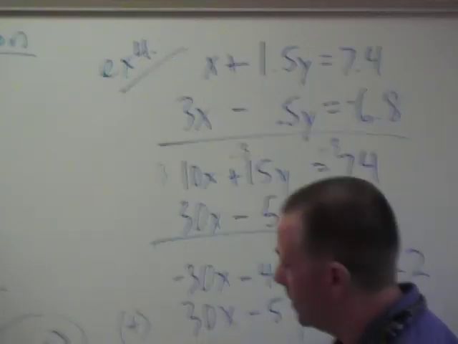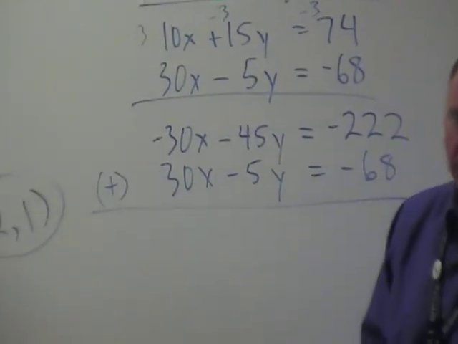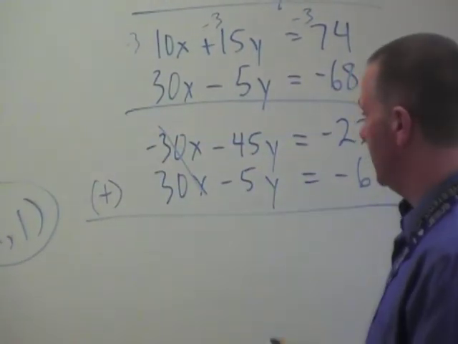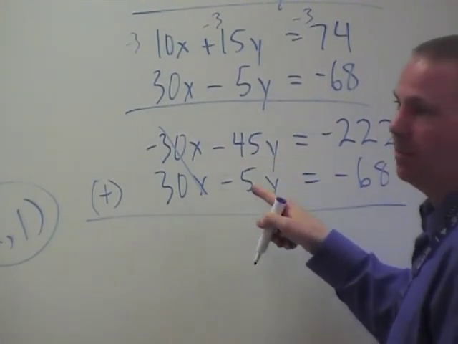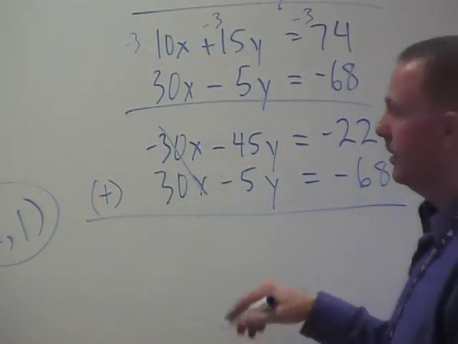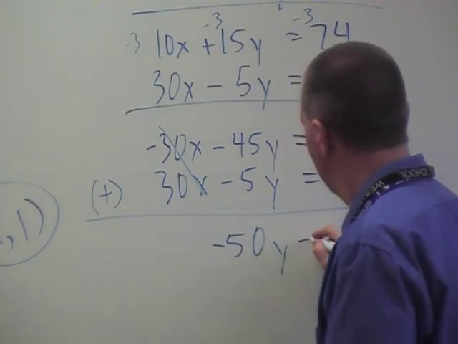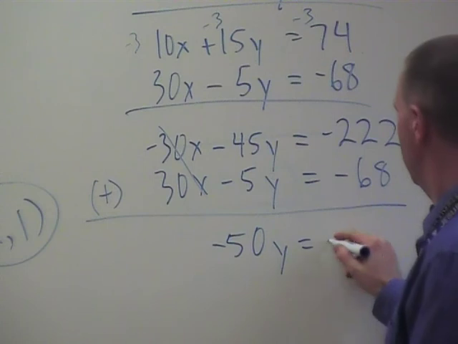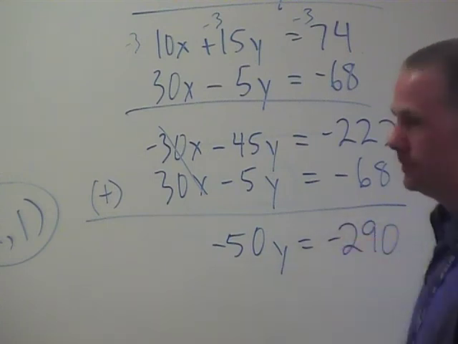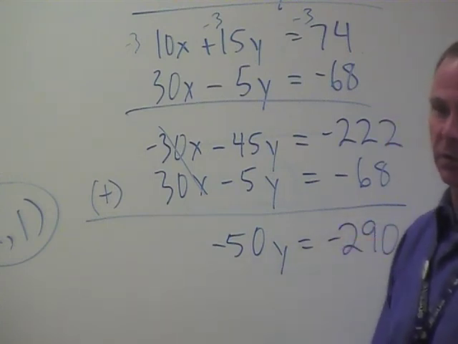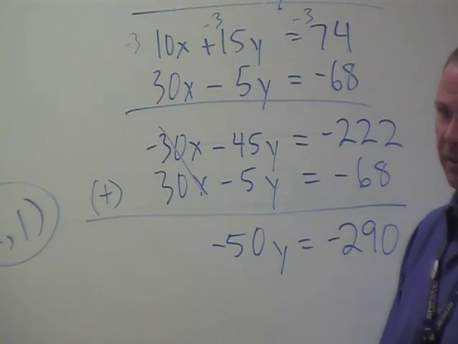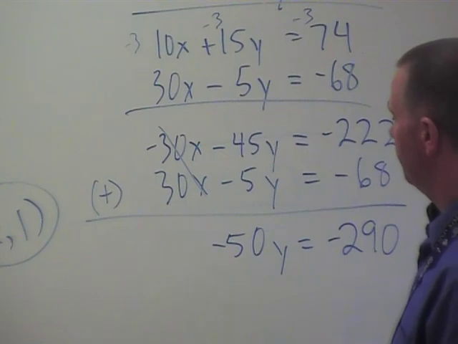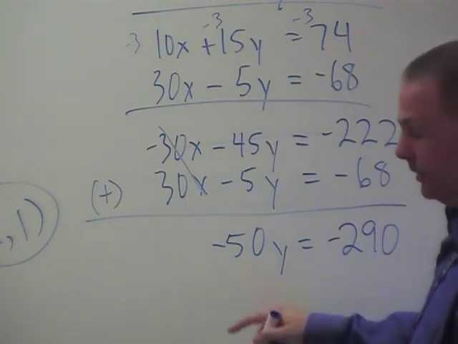Now I'm going to add those together. What happens? The x's are gone. They're eliminated. Now what do I get? Negative 45 plus a negative 5. Negative 50. Negative 222 and negative 68. Negative 290, those of you who love to add. Divided by negative 50.